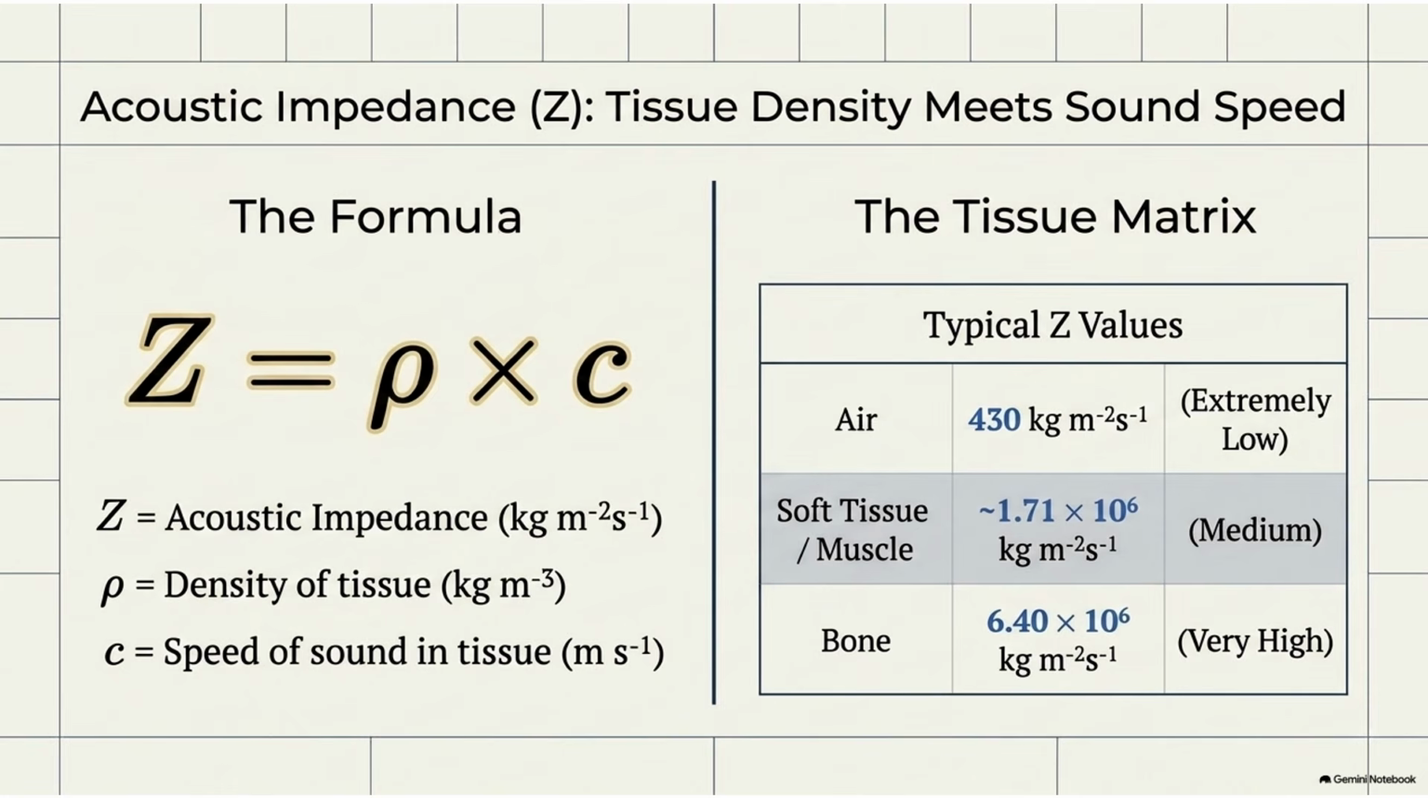Different tissues have different acoustic impedances. When an ultrasound wave travels from one tissue to another with a different acoustic impedance, part of the wave is reflected. The greater the difference in acoustic impedance, the stronger the reflection can be.